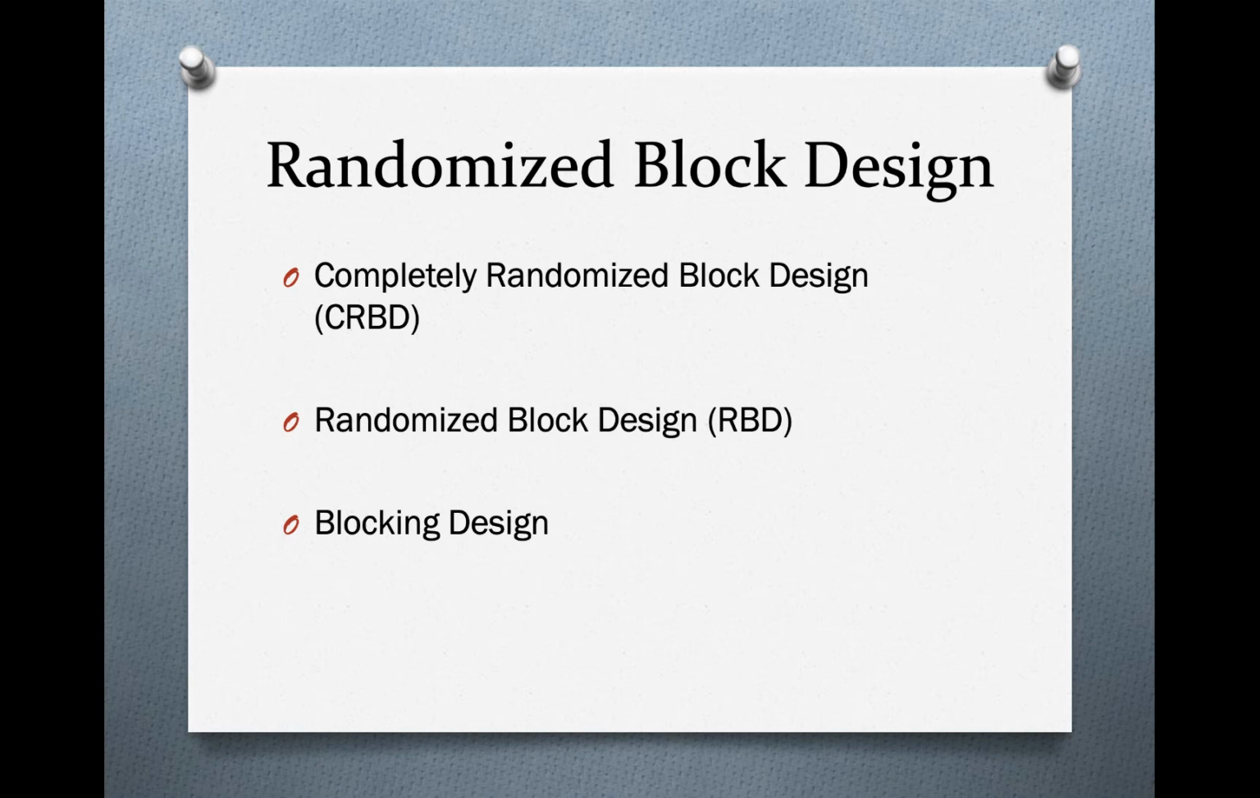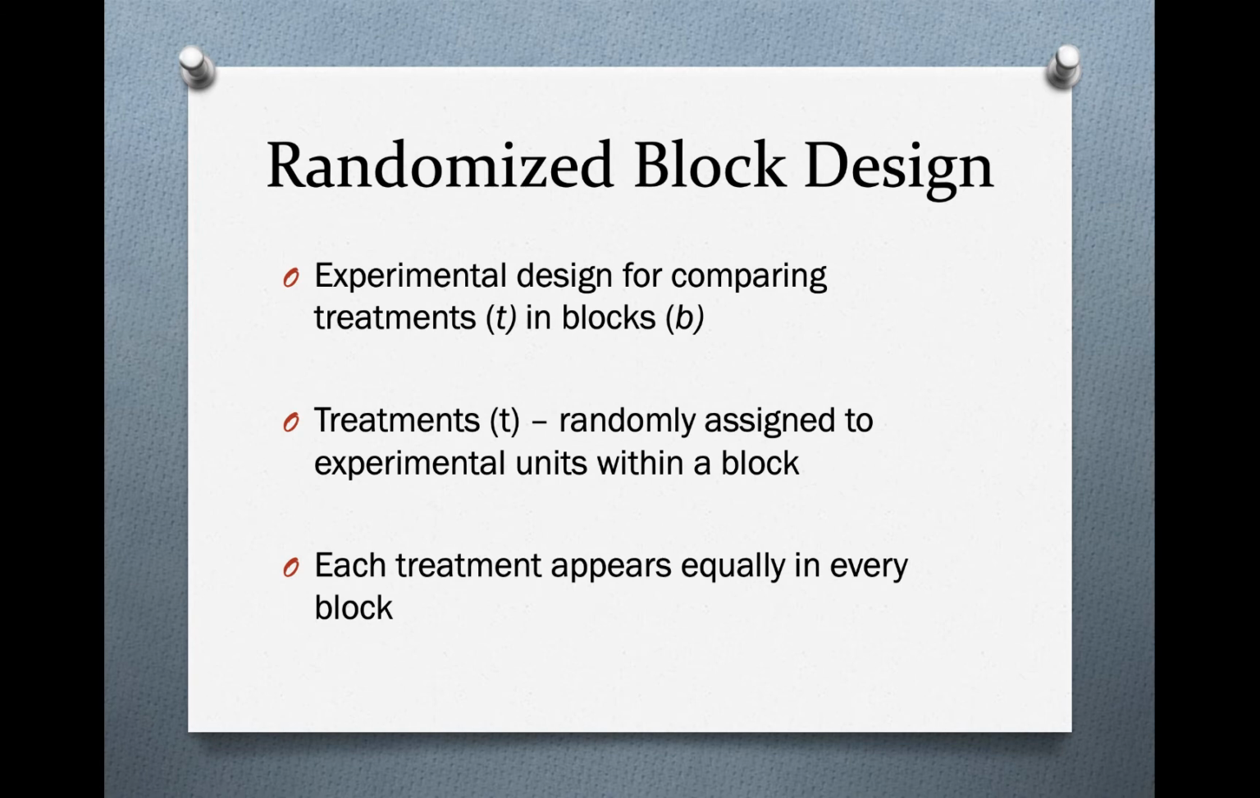Alright, so the next experimental design that I want to briefly go over is a randomized block design. It looks a little bit different than a completely randomized design because a randomized block design is an experimental design that will compare treatments, denoted as T, in blocks, denoted as B. So our treatments are randomly assigned to experimental units within some sort of block. And so it's really important that each treatment appears equally in each individual block.